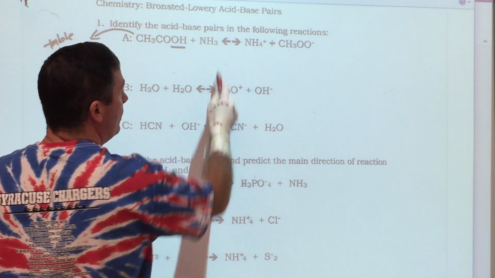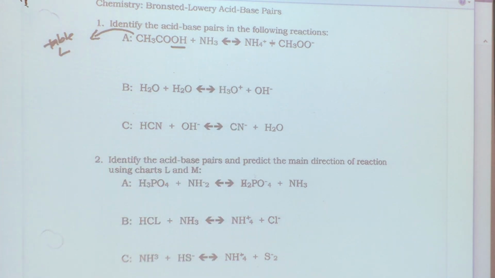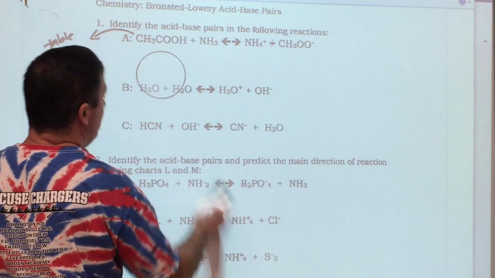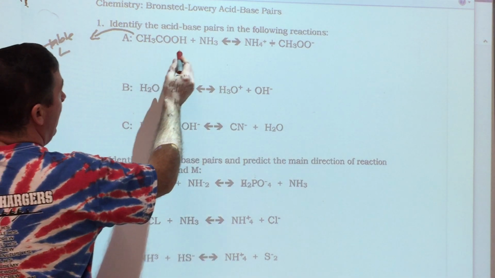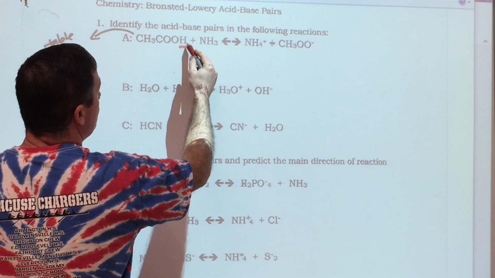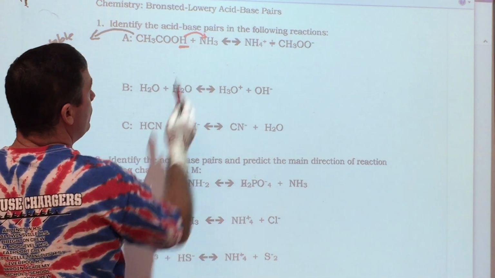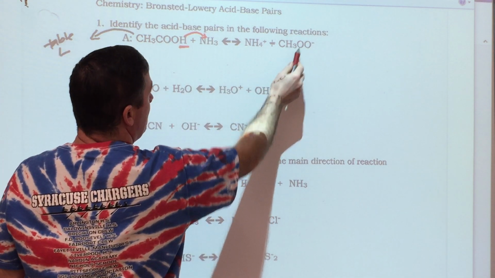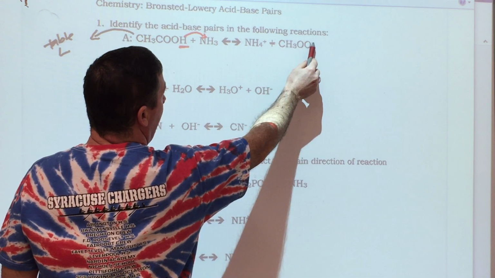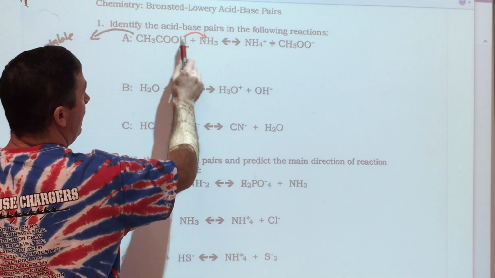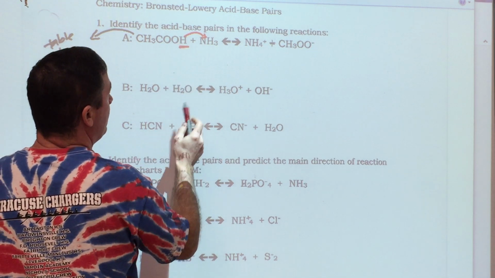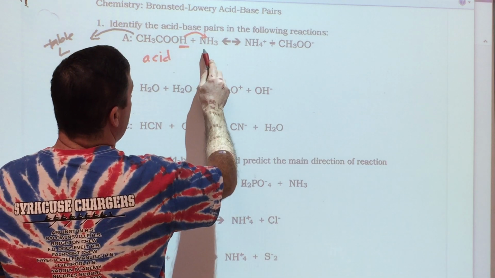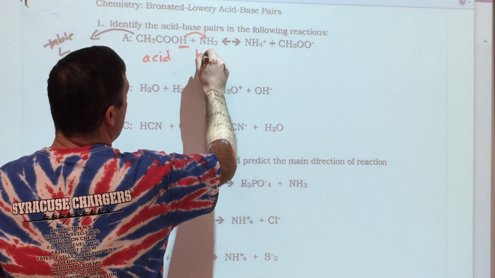Remember, the double-headed arrow indicates it's a reversible reaction. So what's going to happen here? We're going to have the acetic acid contribute its hydrogen to ammonia. And how can I tell? Look, this becomes that. And with this negative ion here, it must have lost something, and you can tell just by looking at it that it's lost the hydrogen. So this is the acid, and this must therefore be the base.